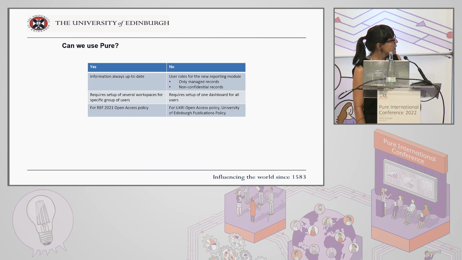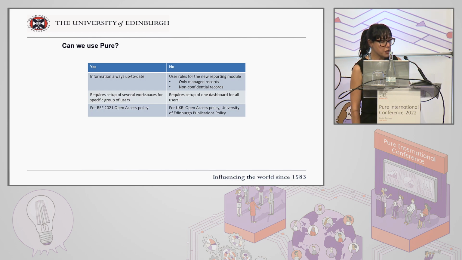To develop the open access compliance report, we first looked into Pure functionalities. So we looked into workspaces. Workspaces are great because they have really up-to-date data on them. There's also a REF compliance algorithm coded in them already. So those were the benefits.